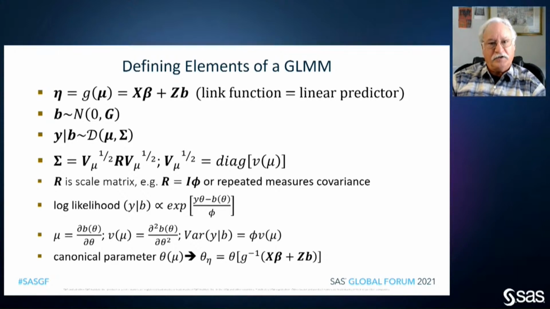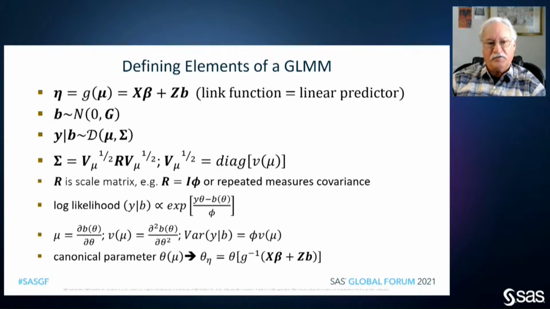The random effects in a GLMM are assumed to be normally distributed with some covariance structure, and we'll talk about that as we work through the examples. The conditional distribution of the observations given the random effects is assumed to have some distribution, typically from the exponential family, and we'll denote its mean as mu and its covariance structure by sigma. Sigma is broken down into a component that's called the variance function and a component that's called the scale matrix.